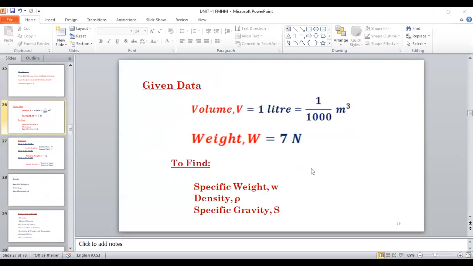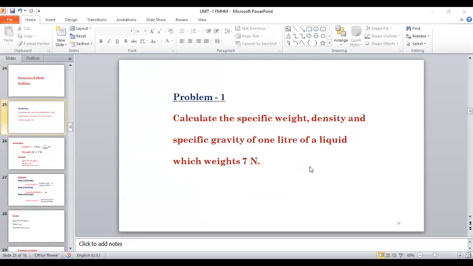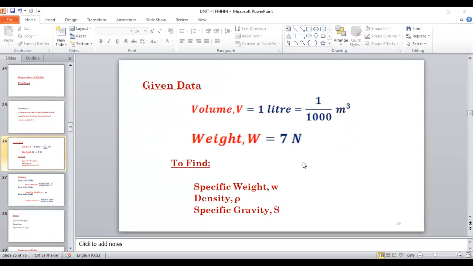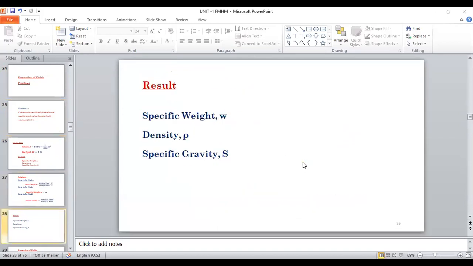Okay, so this is the problem on the fluid properties. Here we have found out the specific weight, density, and specific gravity of one liquid. So this is the problem on the properties.